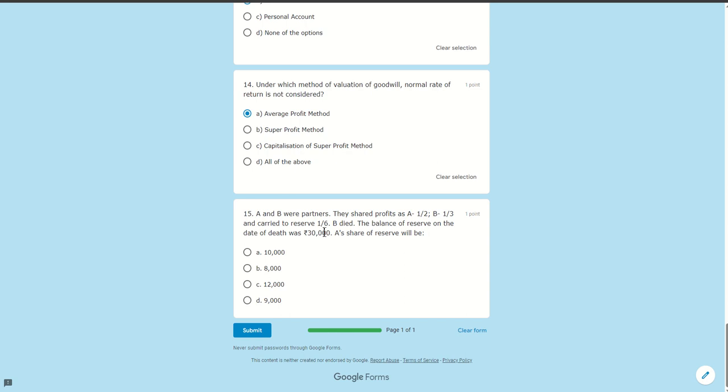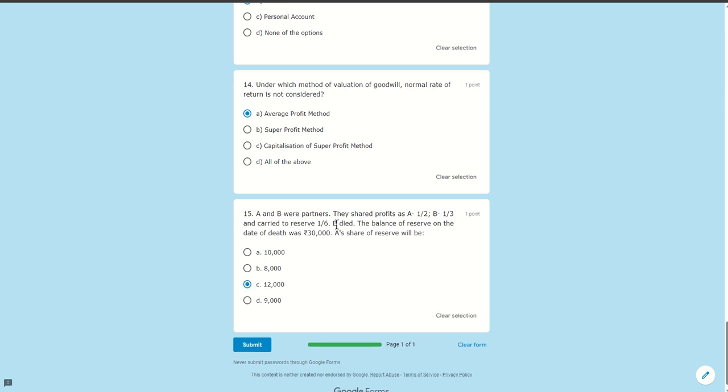So that comes to 18,000. And B's share of reserve will be 12,000. This will be 12,000. The question is asking for B's share of reserve.